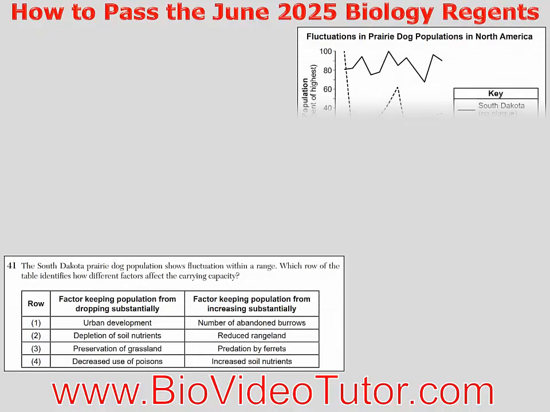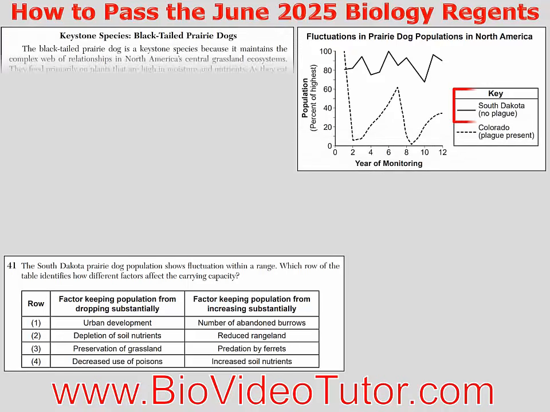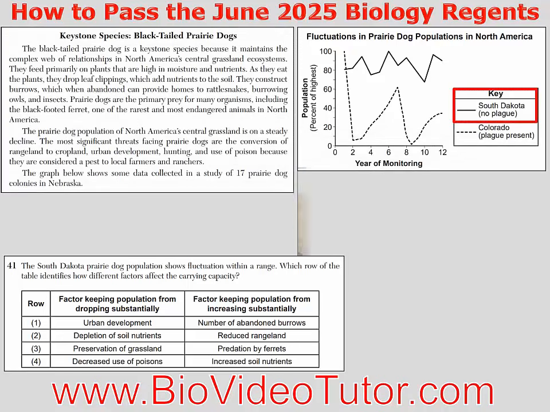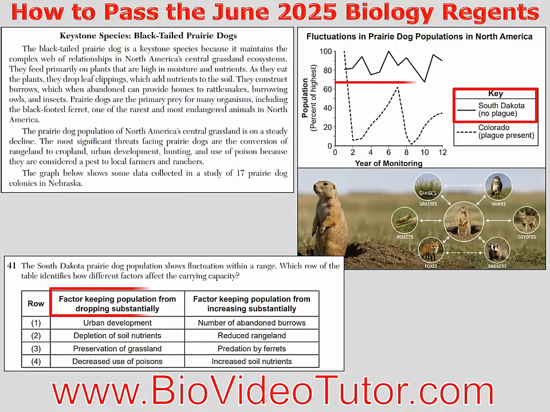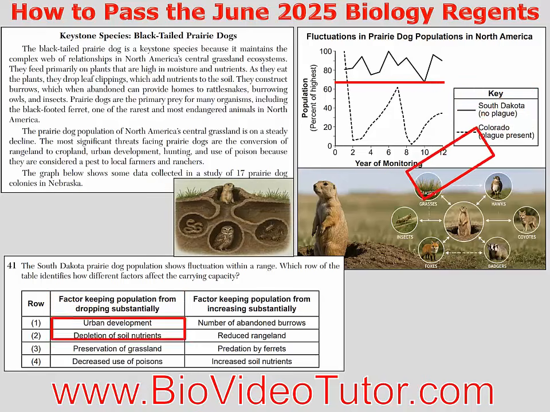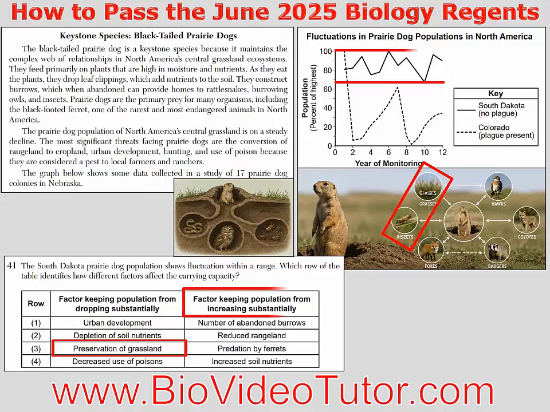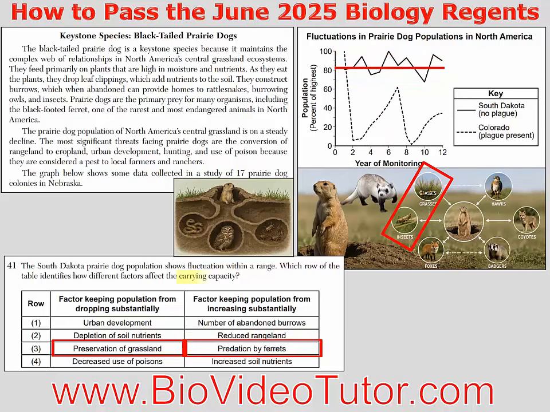Normal fluctuations in a population, in this case, prairie dogs in South Dakota, depend on a variety of factors. Factors that keep the population from dropping substantially include having a roof over your head and being well fed. Factors that keep the population from increasing substantially include winding up dead. And where these lines meet in the middle is defined as the carrying capacity.